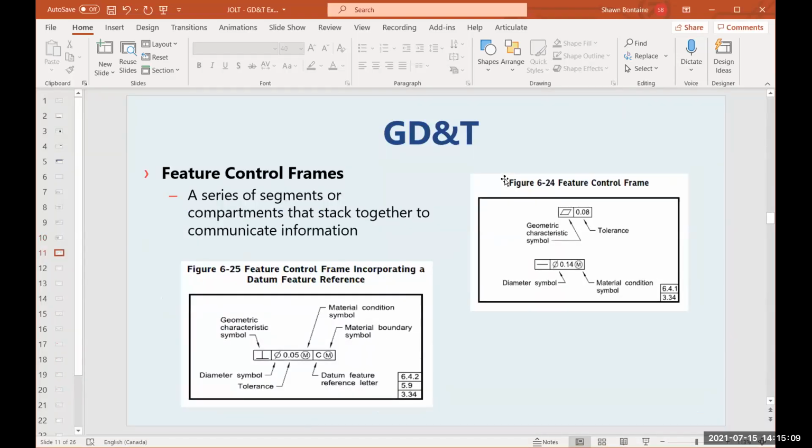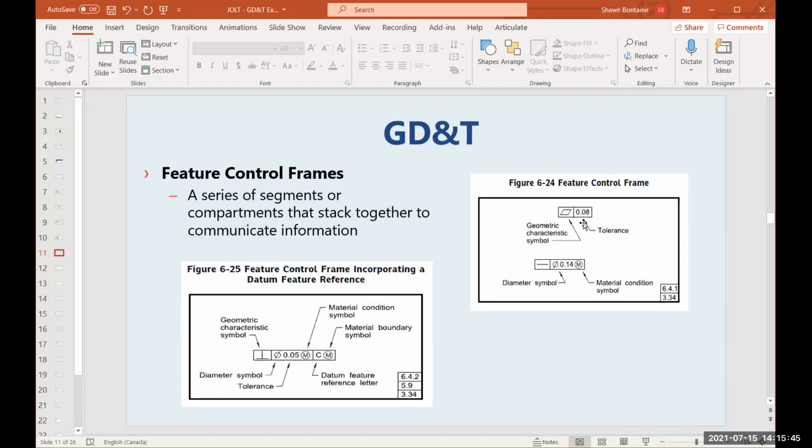Now, when it comes to feature control frames, think of feature control frames as a series of segments or compartments that stack together to communicate information. So for a feature control frame placed on a drawing, the order is important. The initial first compartment that makes up a feature control frame, as you can see in figure 6-24, is the actual geometric characteristic symbol. And we're going to be talking a bit about those characteristic symbols today as well.